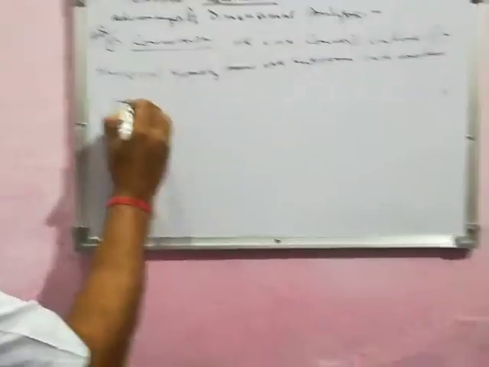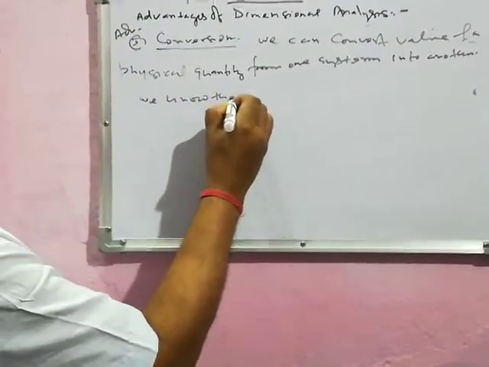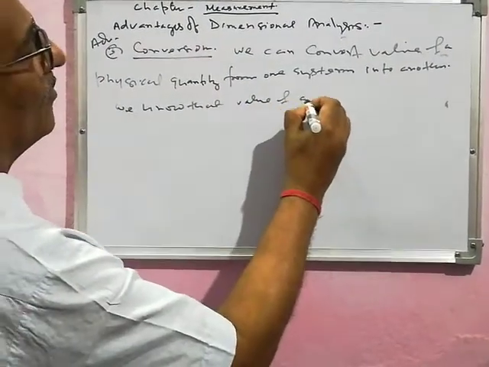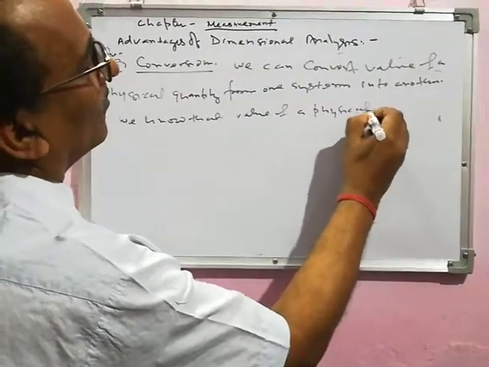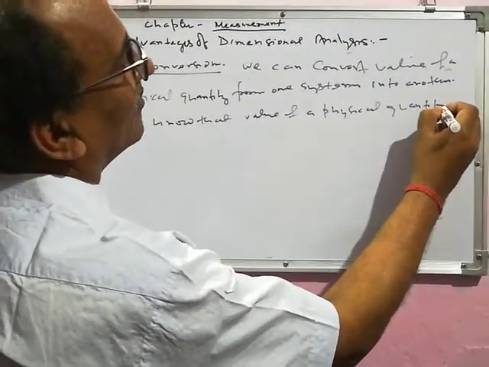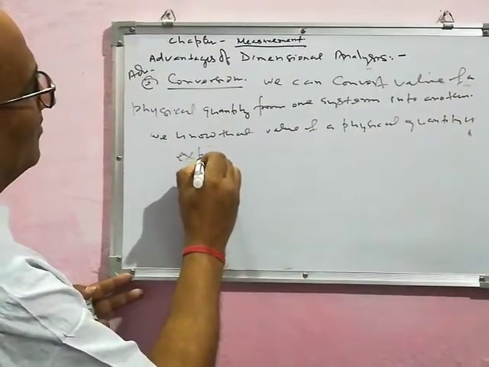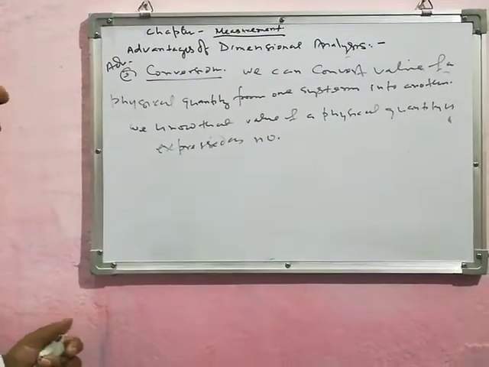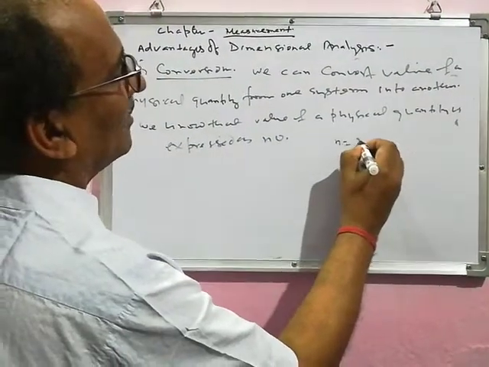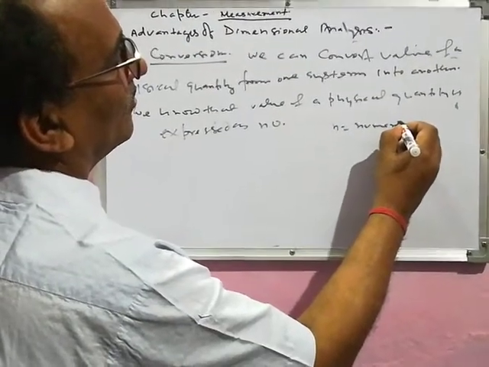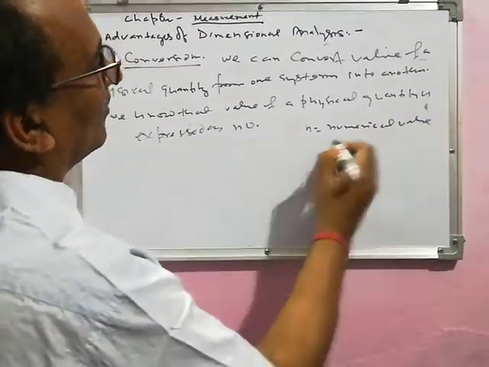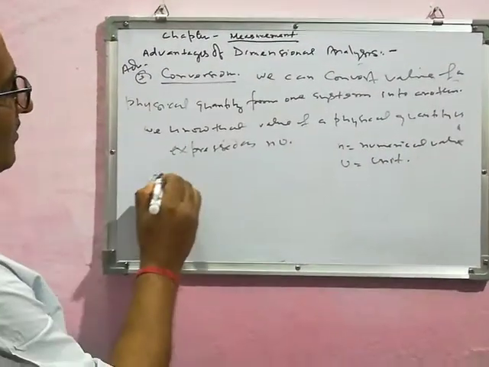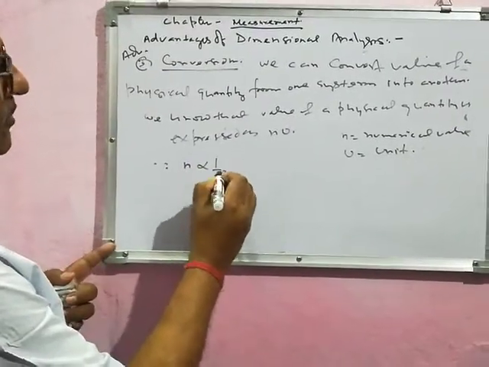As we know, the value of a physical quantity is expressed as n u, where n is the numerical value and u stands for unit. Also, we know that n is inversely proportional to u.